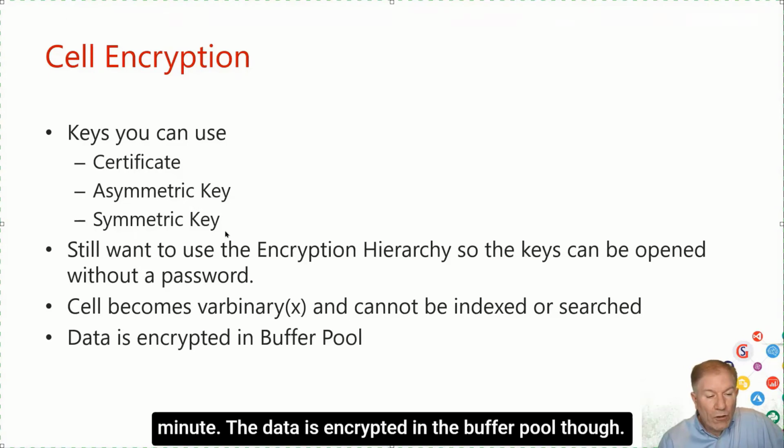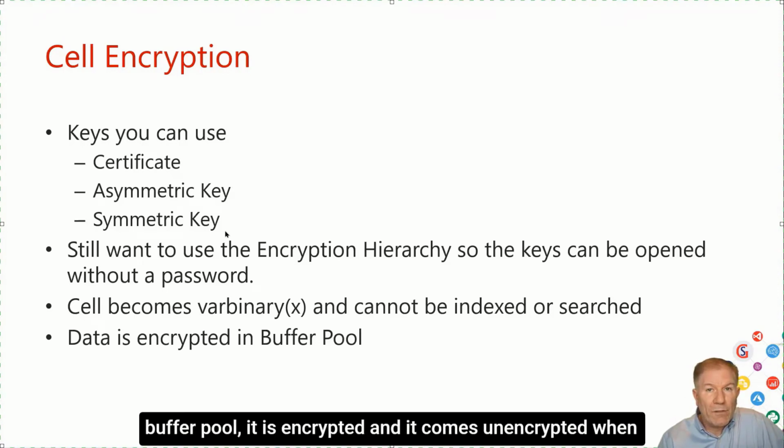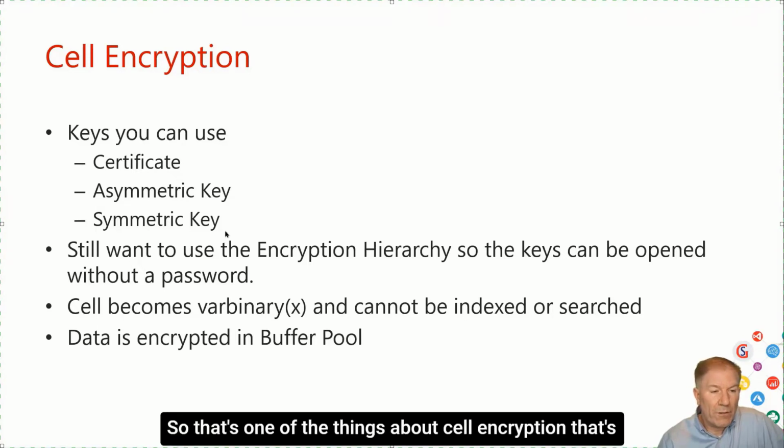The data is encrypted in the buffer pool though. So when you pull that data into the buffer pool, it is encrypted, and it comes unencrypted when you select it back to the client. So that's one of the things about cell encryption that's important to know.